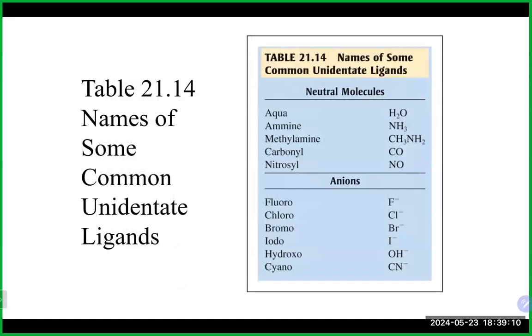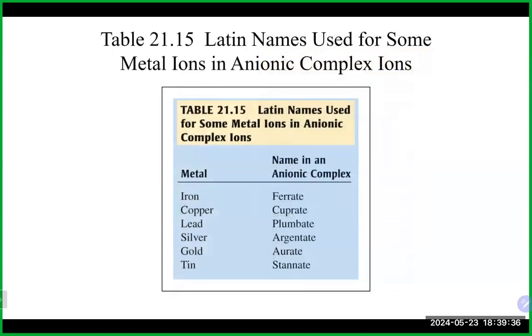So here are some other ligands in some of these tables. We can see water again is aqua, then ammine, methylamine, carbonyl. Halogens are named like they normally are in most things: fluoro for fluorine, chloro, bromo, iodo. Hydroxo for hydroxide, cyano for cyanide. Here's what I was talking about. If your complex ion is negatively charged, we get more of an ate ending and the root name of the metal. So ferrate, cuprate, plumbate, aurate, stannate, for these type of guys.